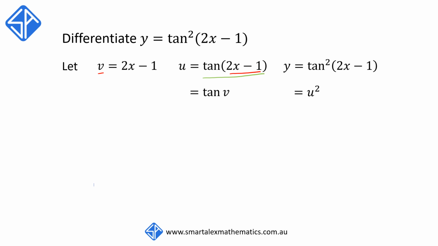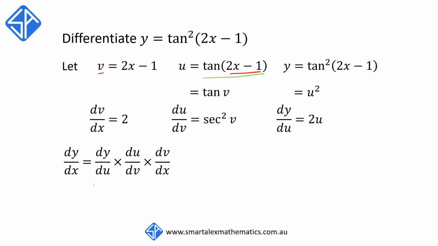Next, we're going to differentiate v. dv on dx is simply just 2. We also differentiate u, but with respect to v, so we have du on dv is equal to sec squared v. And we're going to differentiate y with respect to u, so we have dy on du is equal to 2u. And for the chain rule, we're going to get dy on dx is equal to dy on du times du on dv times dv on dx.